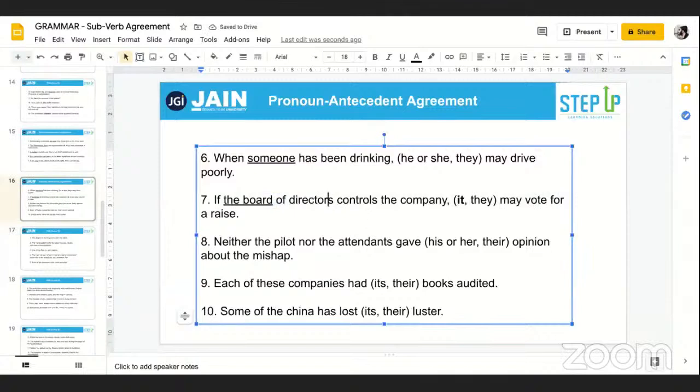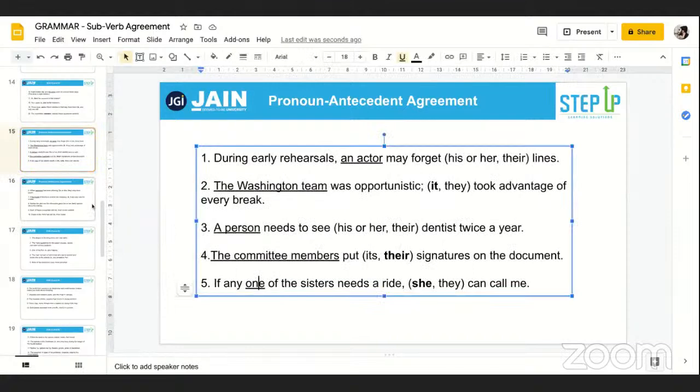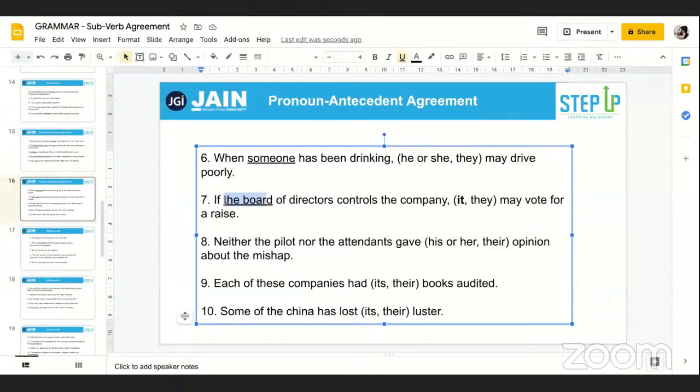The board. It's only one board of directors. One board, not multiple boards. Of is a preposition. Like one of the sisters, only one. When you say the board of directors, don't confuse it for plural. It's only one board.